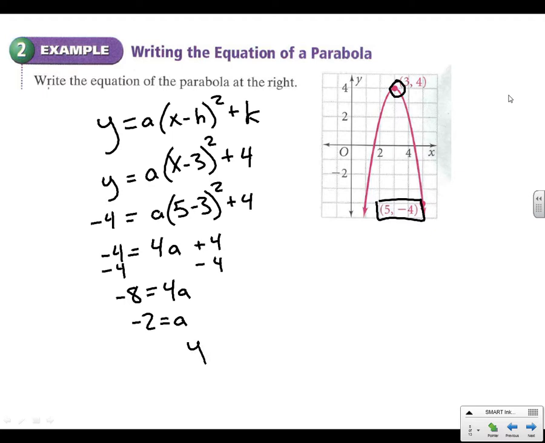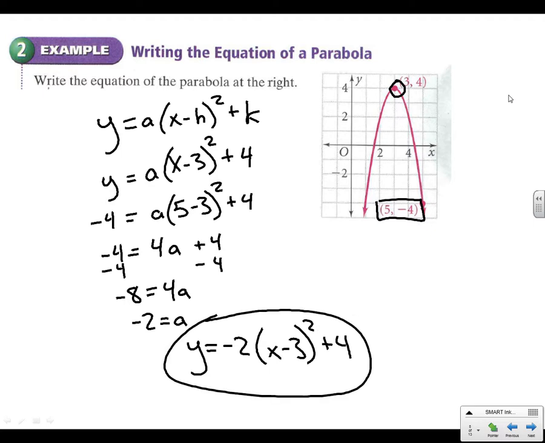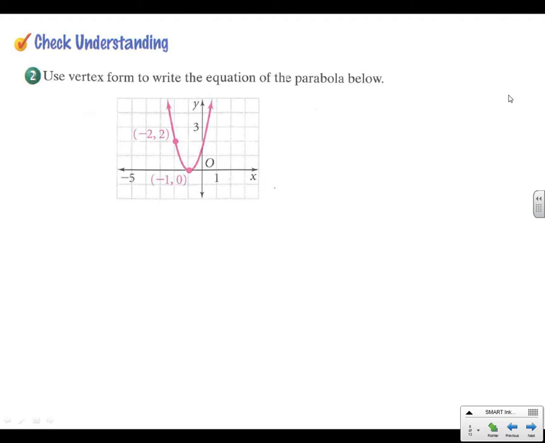Let's rewrite it for our final equation. y equals negative 2, x minus 3 squared plus 4 would be our final equation. Remember that we want to leave y and x as variables in our final equation. All right, your turn. See if you can do the same thing for understanding check number 2.